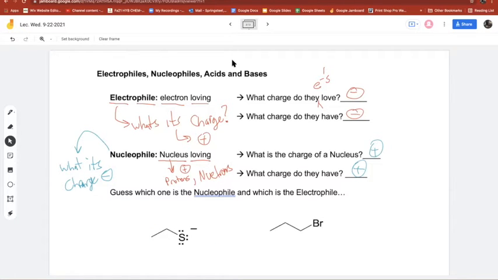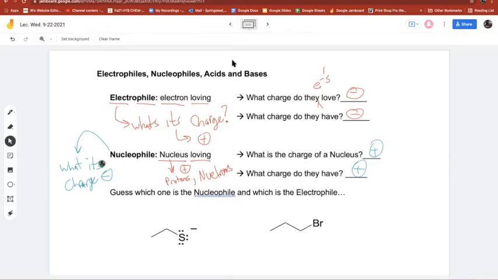Annalise says, wait, the ones that say what charge do they have, aren't they off? What electrons shouldn't they have? Positive charge? I'm not sure of your question, Annalise, but let's keep going. I'll review real quick. Electrophiles love electrons. They love negative charge, so they themselves are positive. Nucleophiles love nucleuses, which are positive. They love positive, so they themselves are negative.